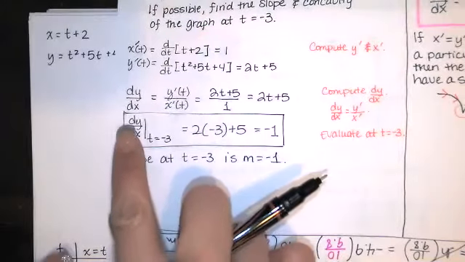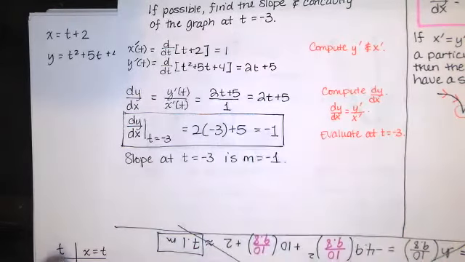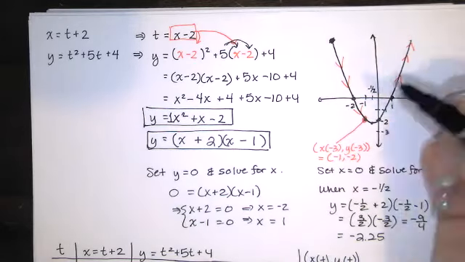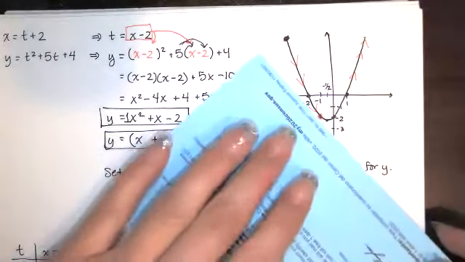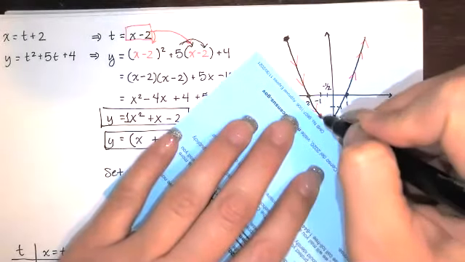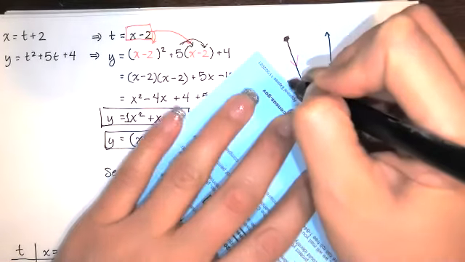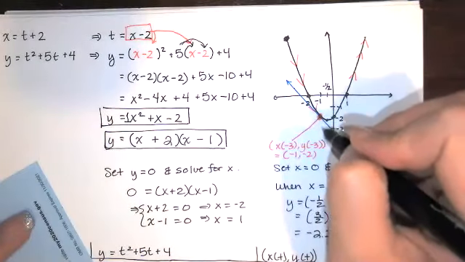And earlier, when we calculated dy/dx and evaluated it at t equals -3, we got -1. What does that mean? That means when I come over here to my graph and I'm finding the slope of the curve right here, at that point the slope is -1. So I go right here, and I'm going to go down 1 and over 1, and that's my tangent line. So it looks like that.